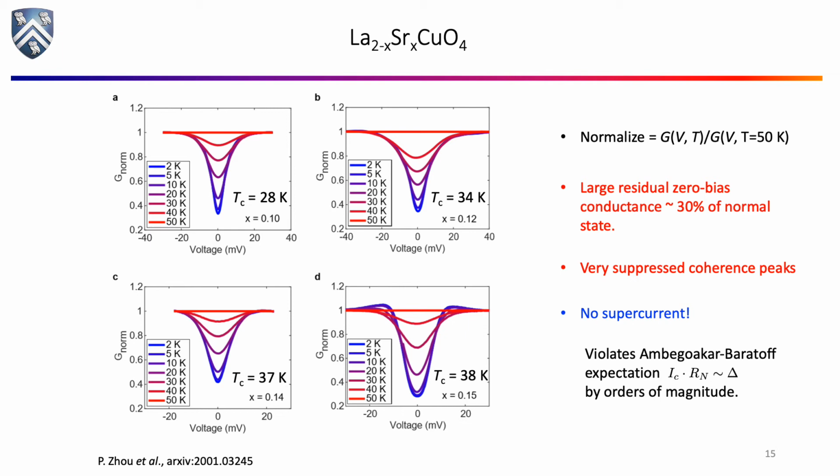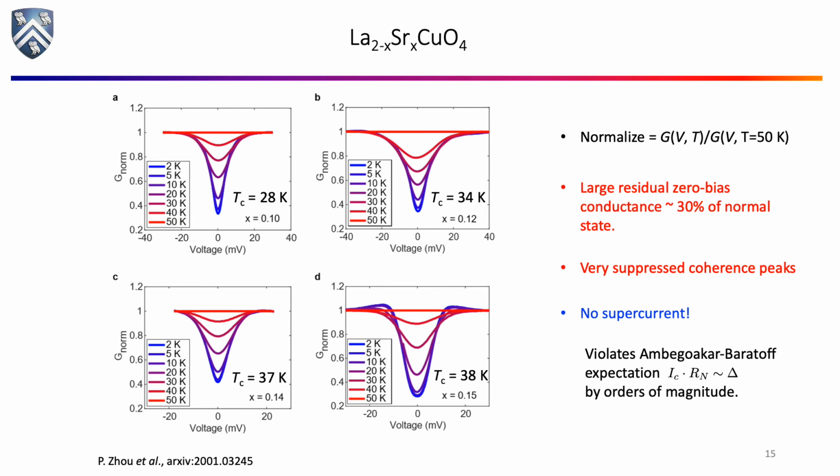Also, you should see there is a large residual zero bias conductance. Even down to dilution refrigerator temperatures, it doesn't really change much below the 2 Kelvin data shown here. The zero bias conductance remains at about 25 or 30% of the normal state conductance. That's very surprising given the expectations I just told you. Also, you can see, in addition to that, the gap sort of being filled in a bit, there are very strongly suppressed coherence peaks. Only in the optimally doped case do you see anything that looks like some kind of coherence peak left over. So this is all rather surprising given the structural perfection of these devices.